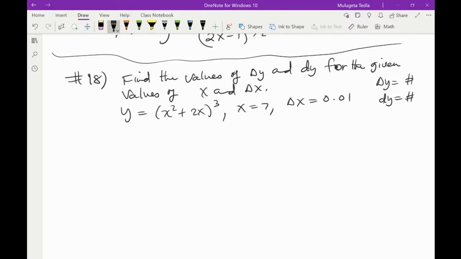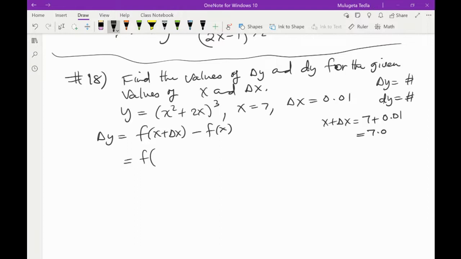So let's start with delta y. Delta y is easy. It doesn't need any calculus. Calculus is the concept of differentiation and integration. This has nothing to do with differentiation. Delta y we have used before. Delta y is simply f of x plus delta x minus f of x. What is x plus delta x? Which is 7 plus 0.01. So it's 7.01. So f of 7.01 minus f of 7.